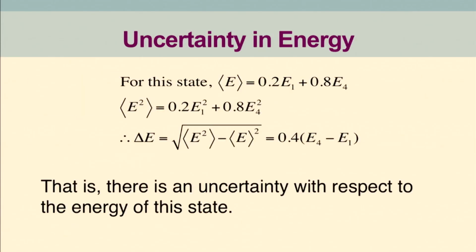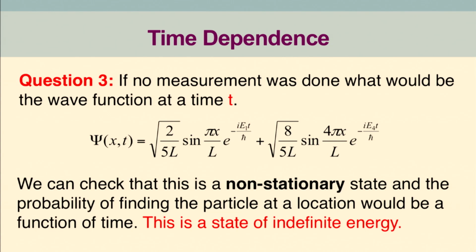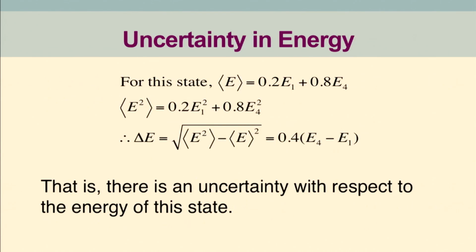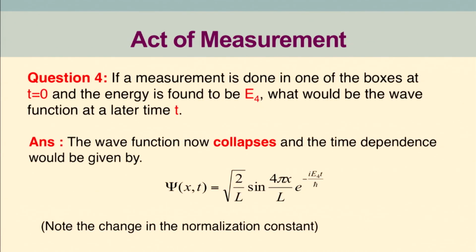Now an important thing to note here is that the normalization constant has changed. Previously it was something else, I think it was root 4 by 5, however now it is root 2 by L. So this particular wave function is definitely normalized, and it is a collapsed wave function after the act of measurement in the energy state E4.